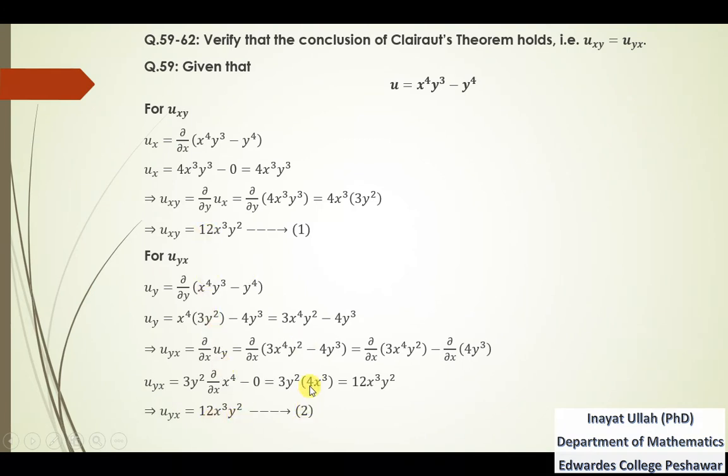Now just look at that, uxy is 12x cube y square, and uyx is again 12x cube y square. So from equations 1 and 2, uxy is equal to uyx. So Clairaut's theorem holds for this function. Whenever these two are not the same, then we say that Clairaut's theorem does not hold for the given function.